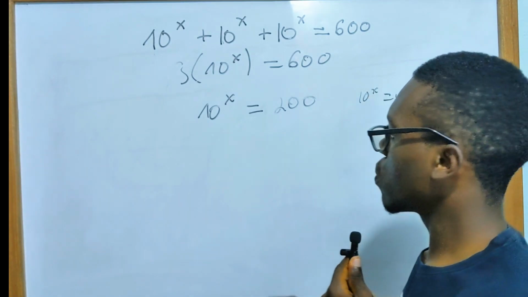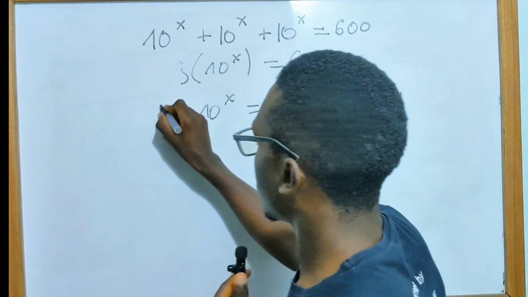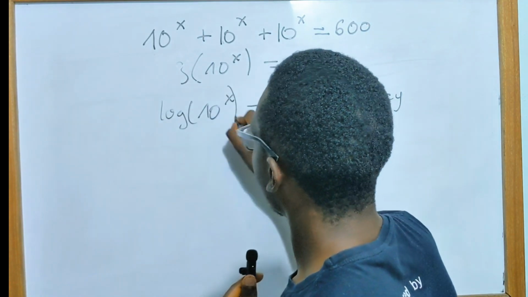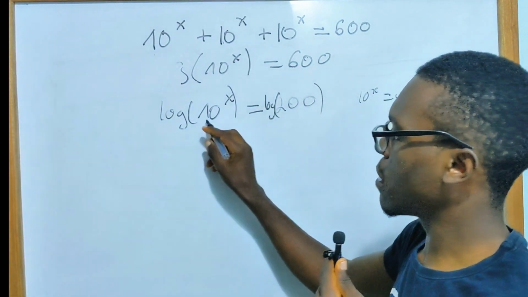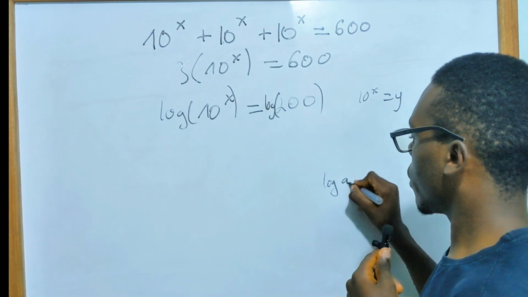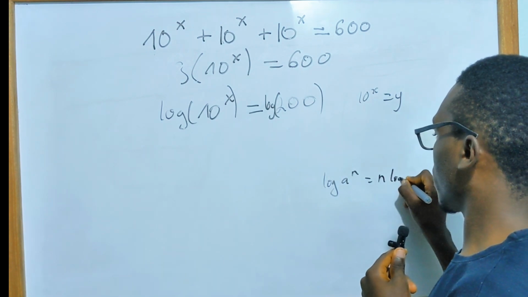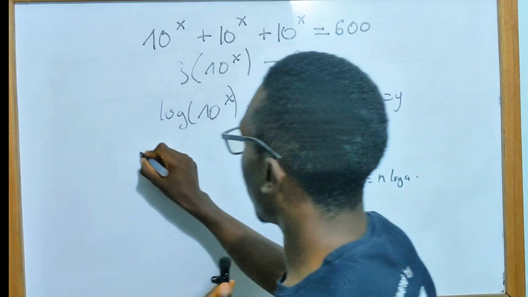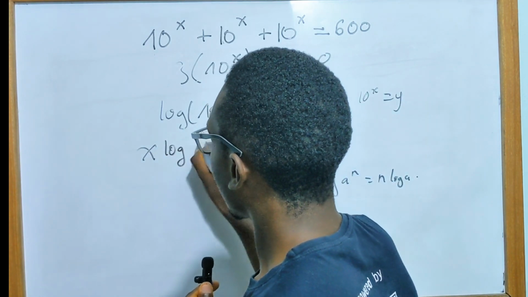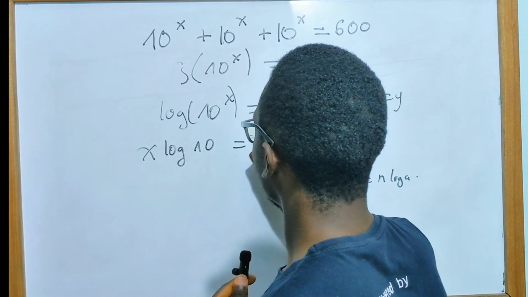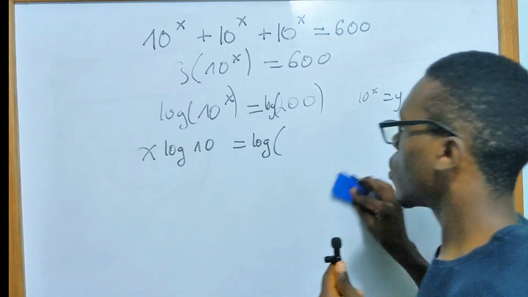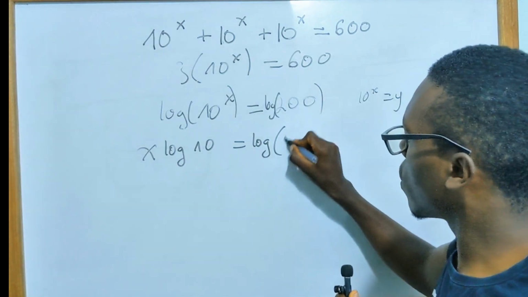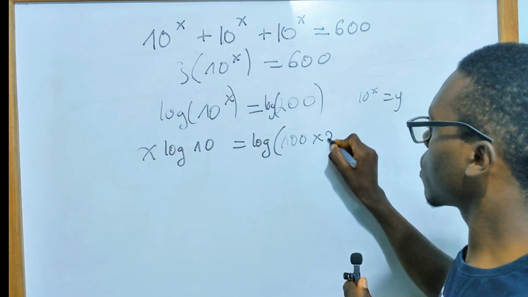What we can use here is the basic principle of logarithm by putting log here and log here. Hence, 10 to the x, from log a to the n is equal to n log a, we are going to have x log 10 is equal to log 200, and we can say that 200 is equal to 100 times 2.